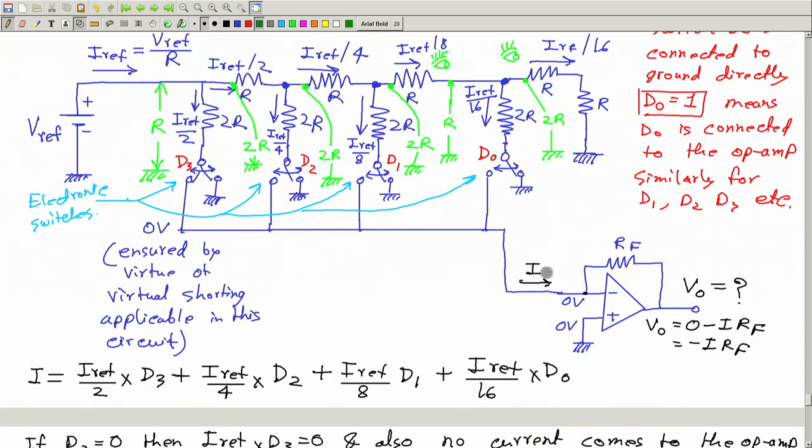And how much is this current? This current is this plus this plus this plus this, depending on whether these switches are on or not. Basically we add up these currents, and we have taken a network such that these currents are in binary order, like this is I ref by 2, this is half of this, half of this, and this is even half of this. So, this is like half unit, 1/4 unit, 1/8 unit, 1/16 unit, and these currents get added, and therefore we multiply the total current with this RF. So, basically we add currents, and these currents are in binary ratios.